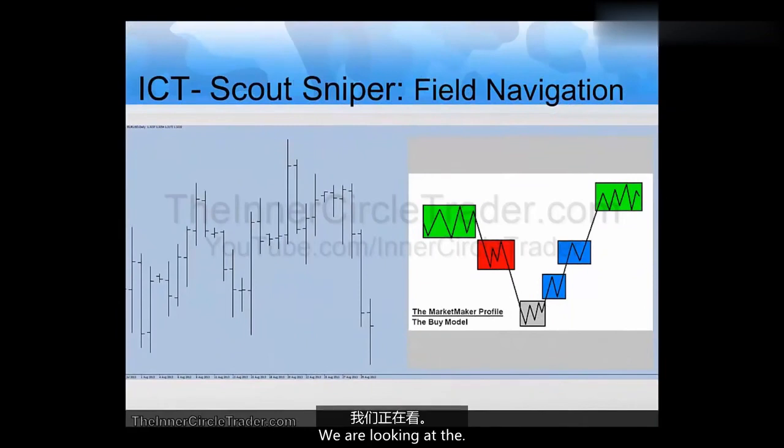Okay, we are looking at the ICT market maker buy model. This is a very crude depiction of how markets move on a fractal basis. Generally what you'll see is the market will open inside of a consolidation or trading range, or rather, enter a trading range environment. Now this buy model is really universal. It could be applied to any time frame, but we're going to be looking at it on the 4-hour, 1-hour, 15 and 5-minute basis.